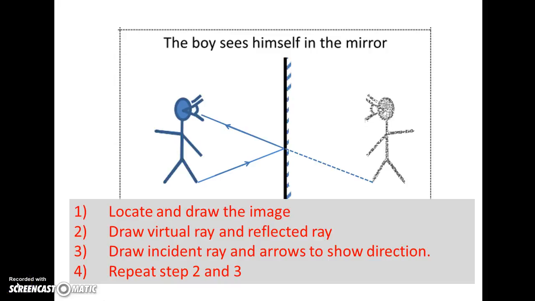To show that the boy can see his whole image, there should be another light ray from the head to his eye. So we start with a virtual ray, reflected ray, and that light ray comes from the head of the boy. In this way, we show that he can see his whole image by such a short length of mirror only.